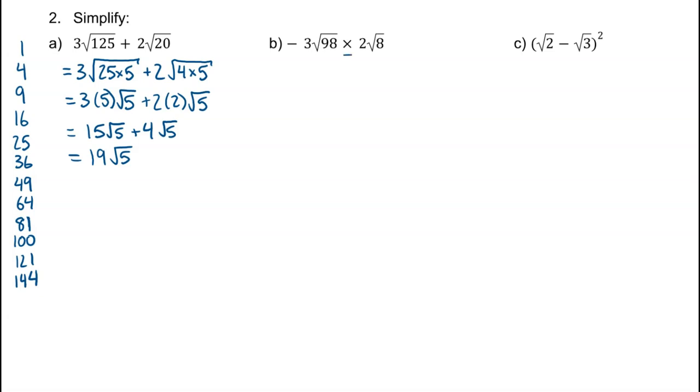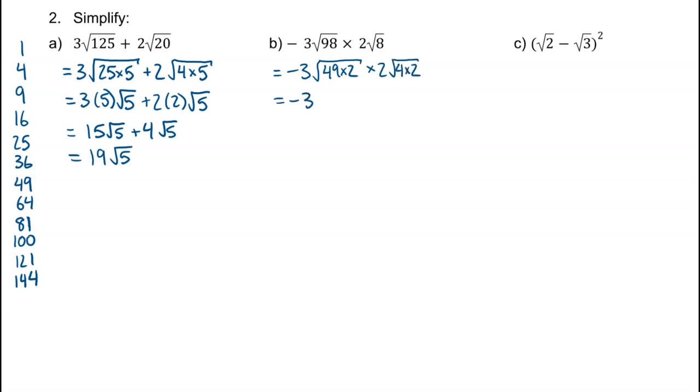Part B now, instead of being adding, has multiplication. And so in this case, we're still going to use the same process, but we're going to be able to multiply everything out at the end. So the square root of 98 is 49 times 2. And the square root of 8 is 4 times 2.